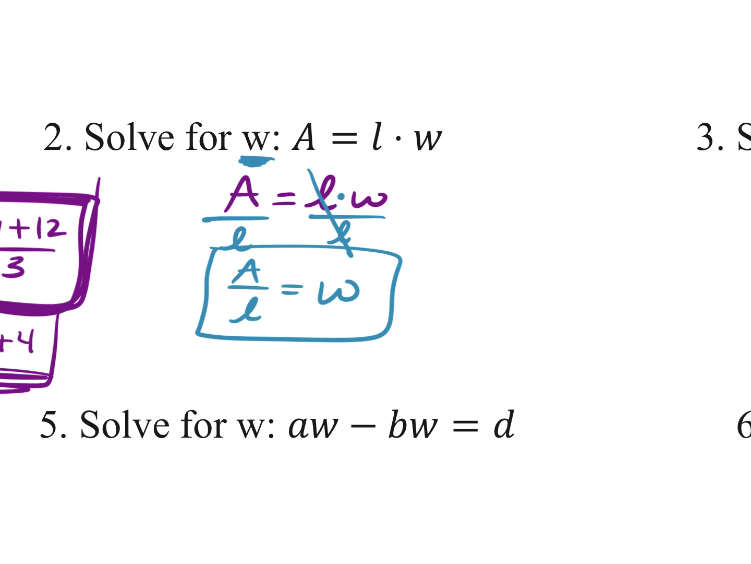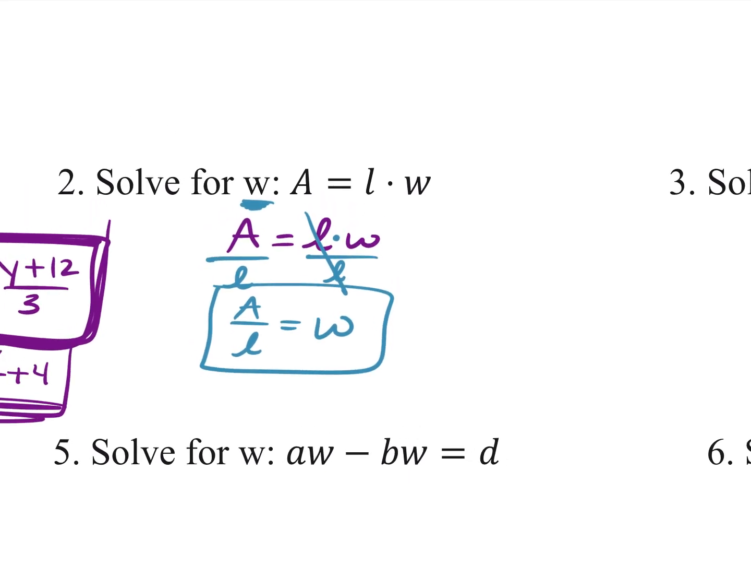Okay, think of it this way. Listen. If A equals 2 times W, and I tell you to solve for W, you divide by 2, right? This is no different. L is a placeholder for some number, okay? So right now we're saying L times W. I want to get L out of there. So instead of dividing by a 2, we're just dividing by an L, right?